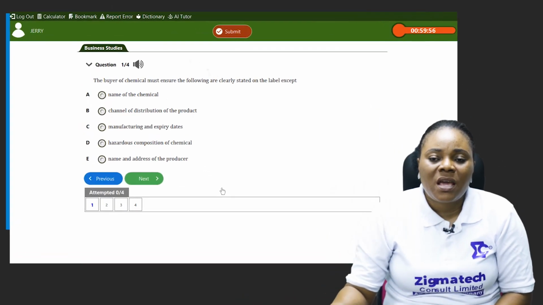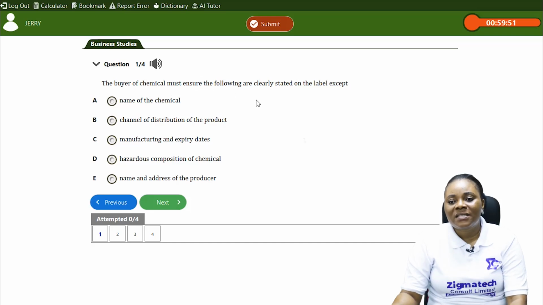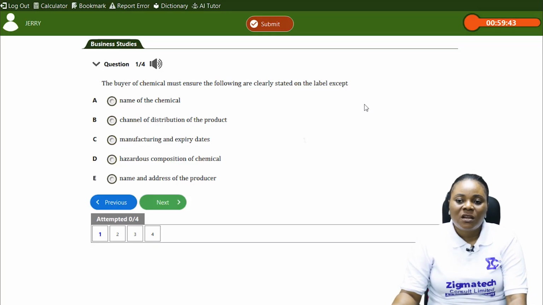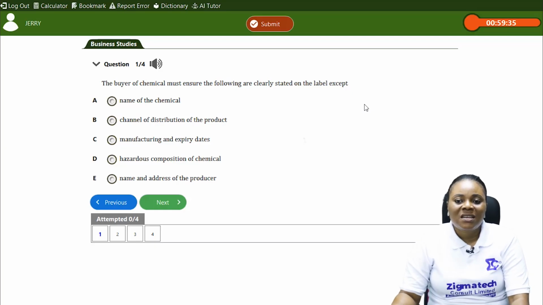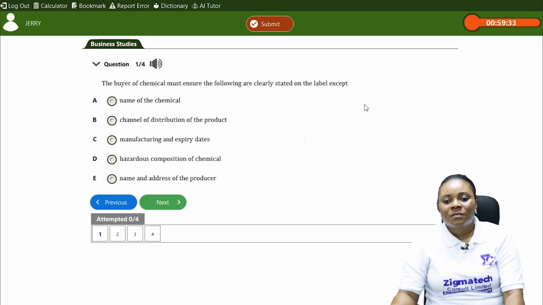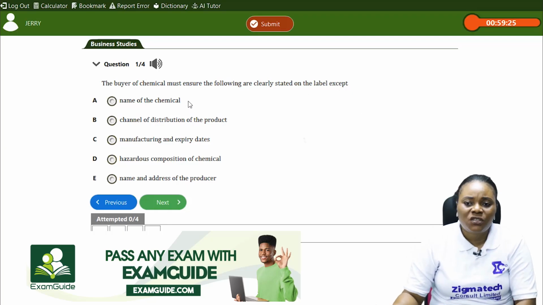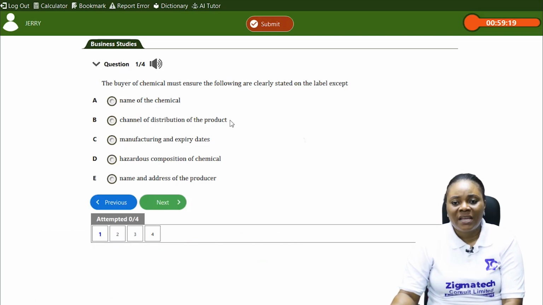The first question says, the buyer of chemical must ensure the following are clearly stated on the label, except A, the name of the chemical, B, the channel of distribution of the chemical, C, the manufacturing and expiry date, D, the hazardous composition of chemicals, E, the name and address of the producer. So which one is not necessary for the buyer of chemicals to state?